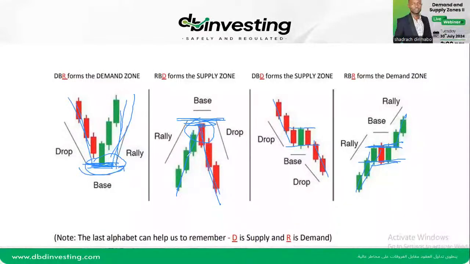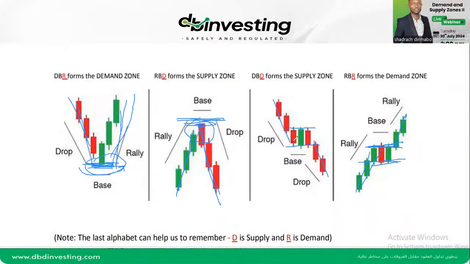So we have a rally. Then it comes here. This is a base point. Okay. But this is a sharp base point, a turning point. Okay. And then it drops. So that's one. Then the second supply zone formation is a case where we have a drop, it is coming downwards, selling.